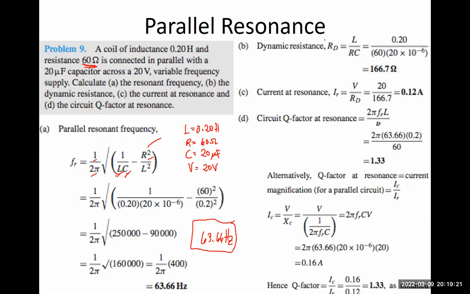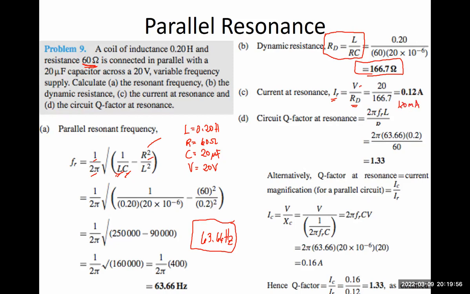Dynamic resistance is given by the equation L over RC. We have L, we have RC, so dynamic resistance would be equal to 166.7 ohms. And the current at resonance, we have voltage V, then the dynamic resistance of 166.7. So we could now have a current at resonance of 0.12 ampere, or that is 120 milliamp.